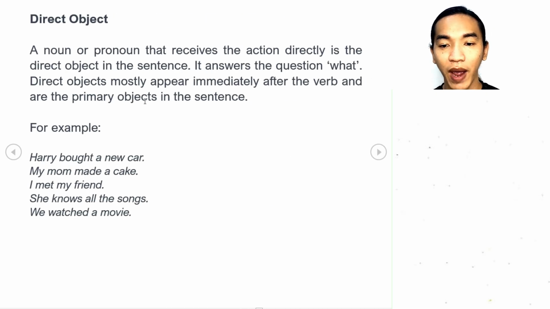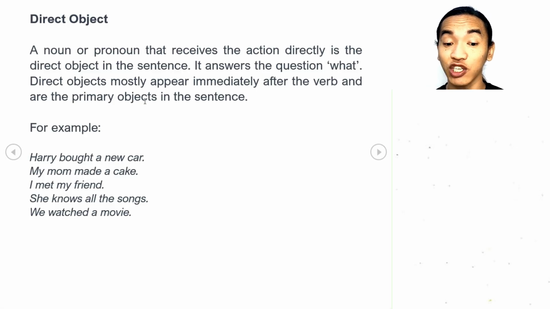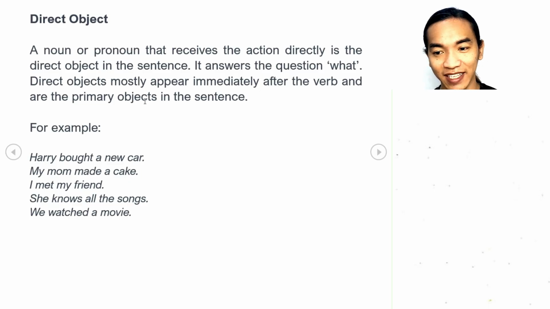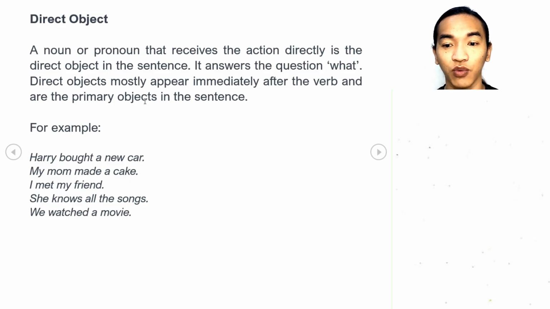Now, a direct object is a noun or a pronoun that receives the action directly in the sentence. It answers the question what. Direct objects mostly appear immediately after the verb and are the primary objects in the sentence. So that's why they are direct objects. They directly receive the action.